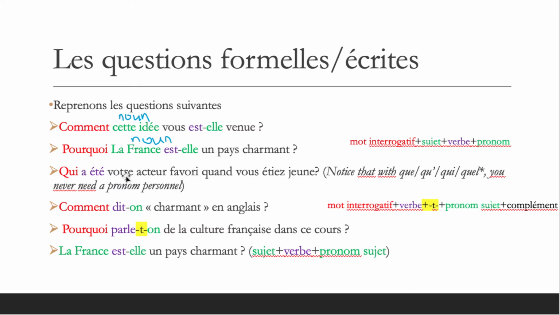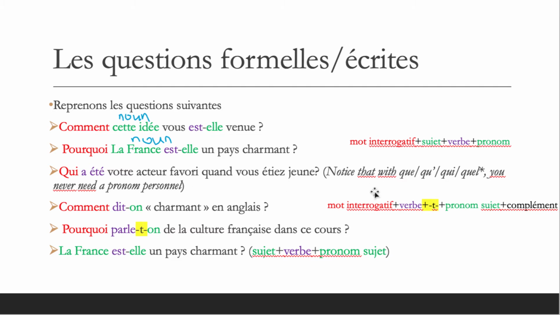Okay, note that whenever you have a mot interrogatif que, qu', qui, the variety of quel, so it could be masculin, pluriel, féminin, you name it, you will never need that pronom personnel. Okay, so I will never say "qui a été votre acteur favori" or "qui votre acteur favori a-t-il été." It does not work. So remember this. Every time you have these variations, you never need a pronom personnel that will describe further your subject.